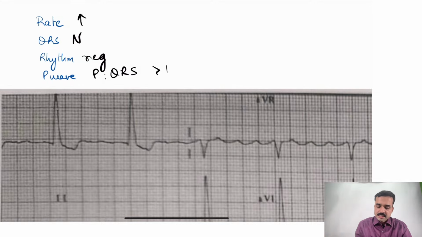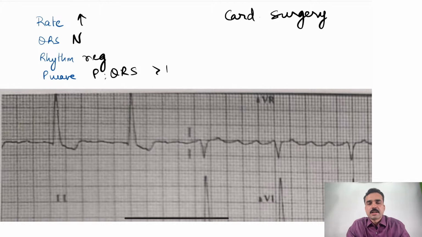Okay, so what is the history that they'll give you? Post cardiac surgery. The most common arrhythmia after cardiac surgery is atrial flutter. Okay, so you can revert this with DC shock also. Just 50 joules of DC shock would be enough. It's a reentrant tachyarrhythmia, no? It's a macro reentrant tachyarrhythmia. Okay, so that is atrial flutter, right?